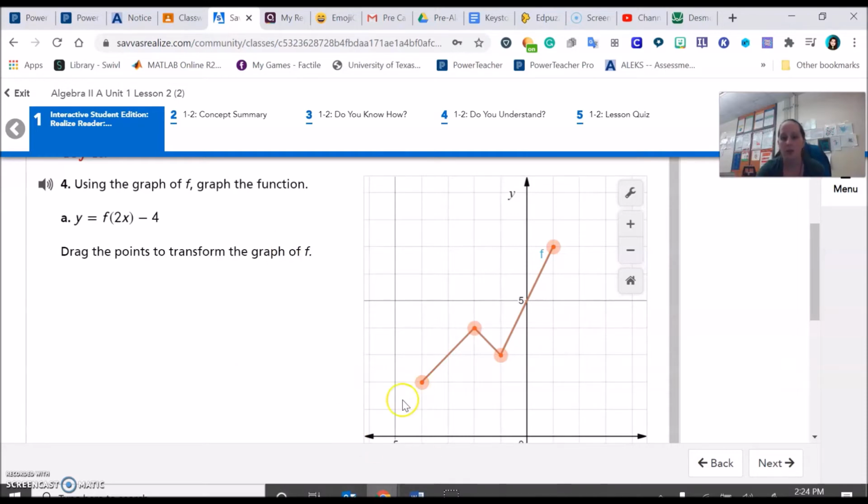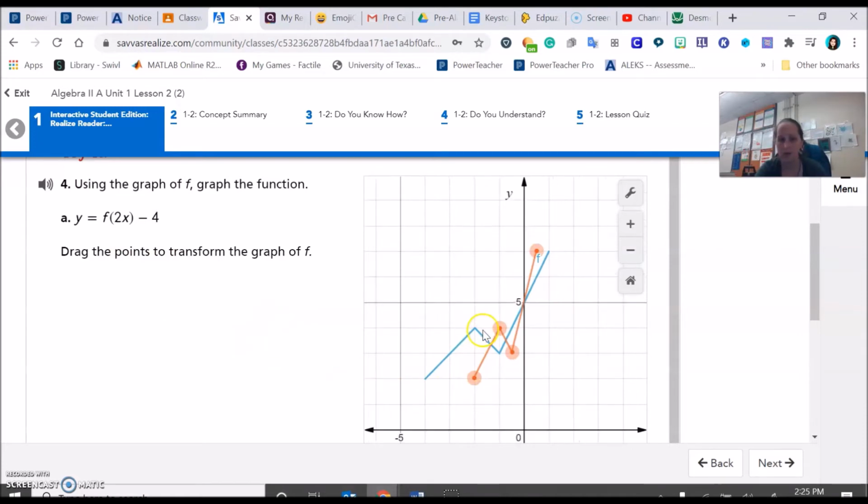This is 1, 2, 3, 4, so now this is going to be here. This is 2, so this is going to get moved 1 over. This is going to get moved right here in the middle, and this too. Then everything's going to get moved down 4 points.